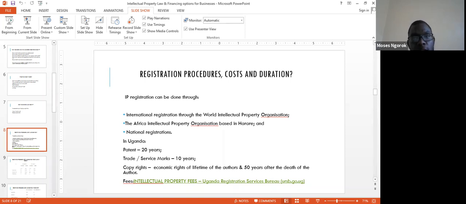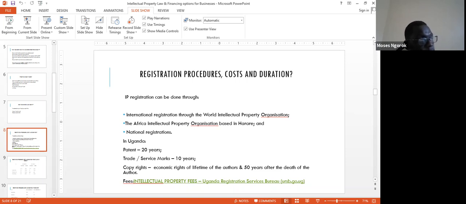Then we must talk about the duration of patents, trademarks, and copyrights. How long do they last when you register? If you register now, for how long do you enjoy this intellectual property? For patents, it's 20 years. After 20 years, you must renew the patent. So if you register now, you would have to register again in 2042. Trademarks last for 10 years. After 10 years, you need to renew the trademark. So it's not forever, it's not perpetual.